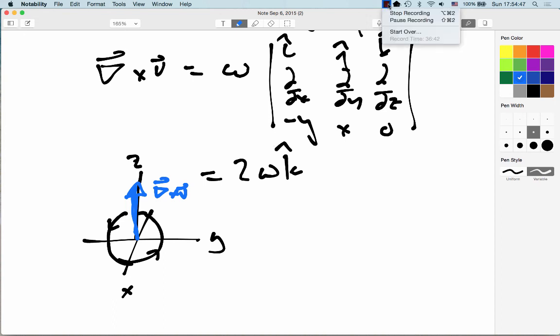Okay, in the next video we'll take a look at the potential energy some more and look at a few examples.